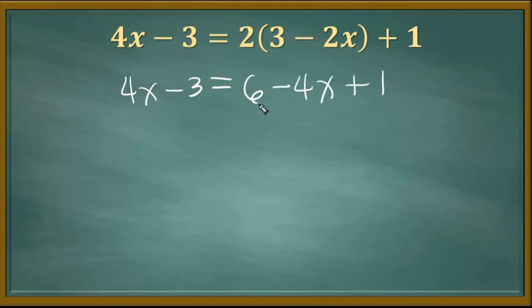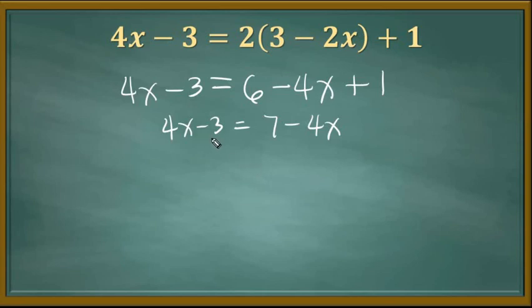If you see the left side of the equation, we can't really add 4x and negative 3. But on the right, I can combine the 6 and the 1. So the left side, for now, stays as is, but the right side becomes, that's 6 plus 1, that's a 7 minus 4x. Next, what we can do here is to combine the similar terms.